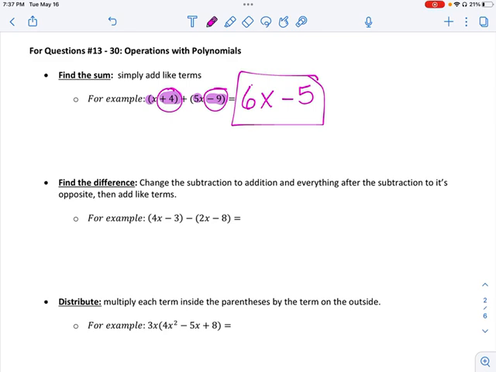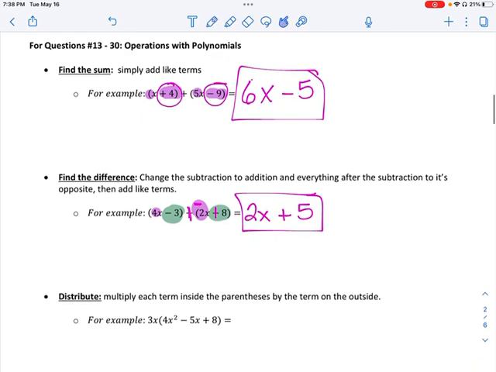Find the difference. Remember, difference is subtraction. In order to do subtraction, the easiest way I have found is simply change the subtraction to an addition and then change everything thereafter, right after the sign in the second grouping. So here now I'm going to put my like terms together. I have 4x and a negative 2x, which is going to give me a positive 2x. Then I'm going to come back in here. I have a negative 3 and a positive 8, and that's going to get me now a positive 5. So 2x plus 5. And that's how we do subtraction.